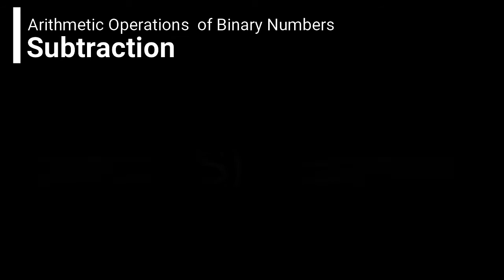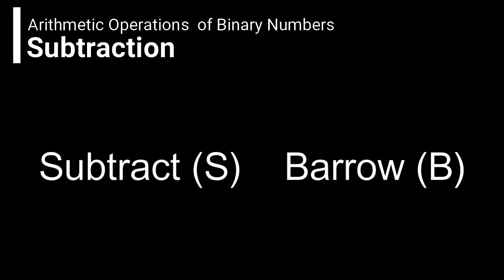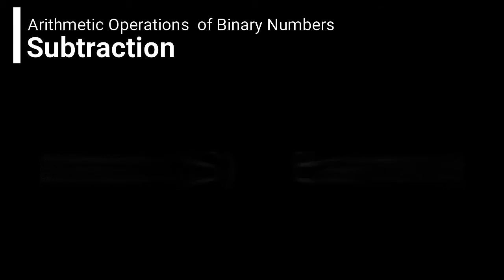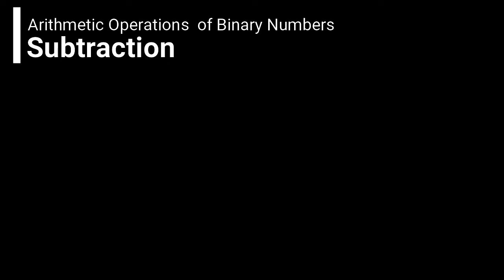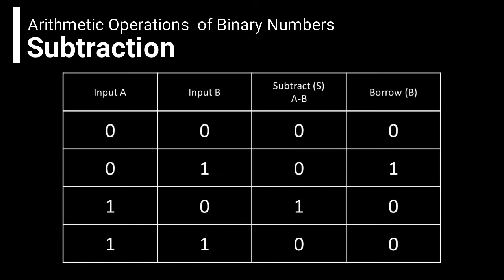In subtraction, still we have two outputs, the difference and borrow. There are four rules for binary subtraction. These are given as follows. 0 minus 0 is equal to 0, the borrow will be 0. 0 minus 1, the difference will be 1, but we have borrow 1. 1 minus 0 is equal to 1 and borrow 0. 1 minus 1, the difference will be 0 and borrow will be 0.